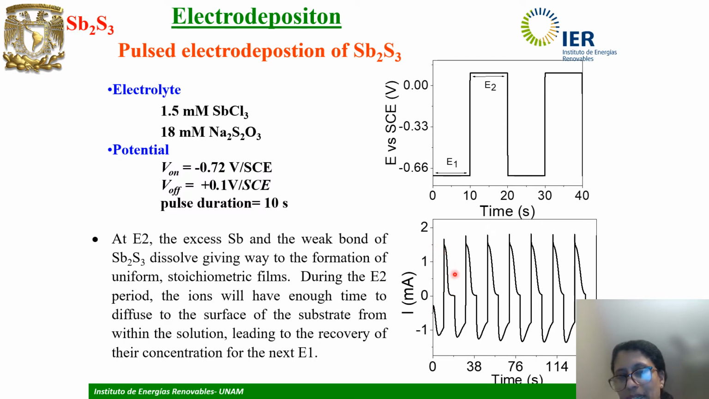During the dissolution stage, the weak bonds of antimony sulfide, or any excess antimony that is there, can be removed. Thereby we can develop more uniform and stoichiometric films.